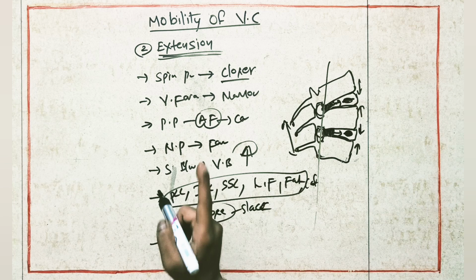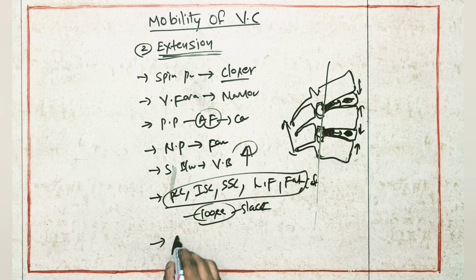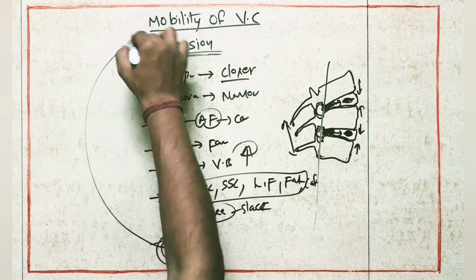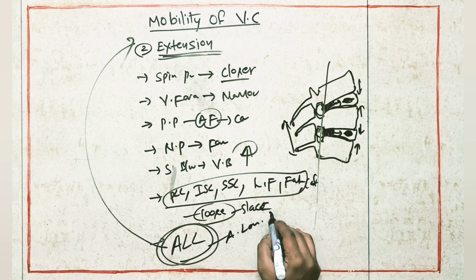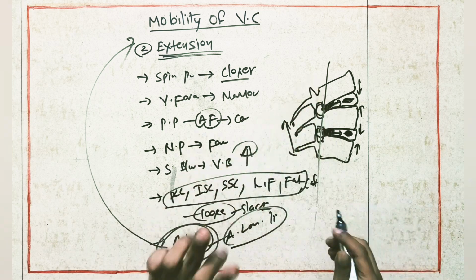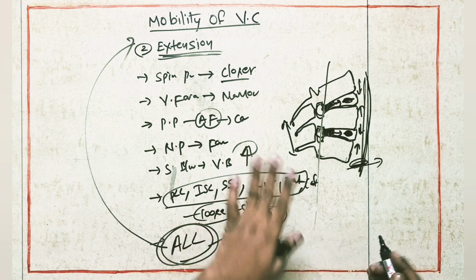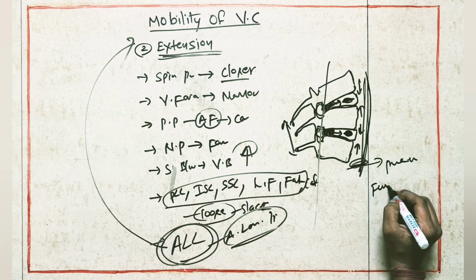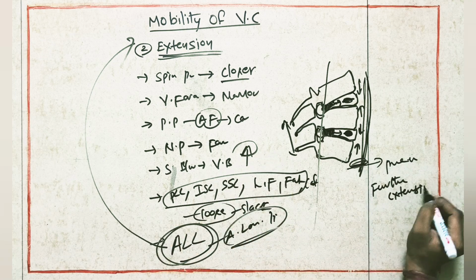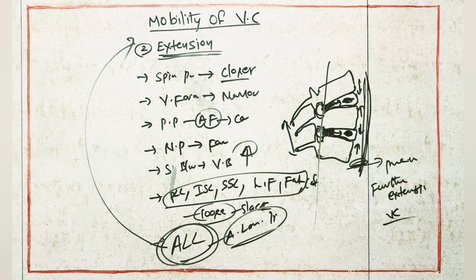And here one legend is there in this extension movement. That legend's name is ALL. He is the king of this extension movement. The entire extension movement will be controlled by the anterior longitudinal ligament. This is the only ligament which is going to prevent further extension in the vertebral column. So this is about the extension of the VC.